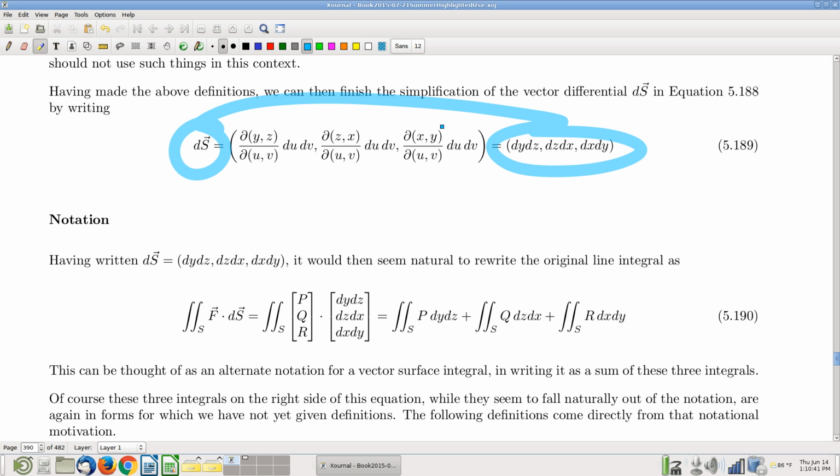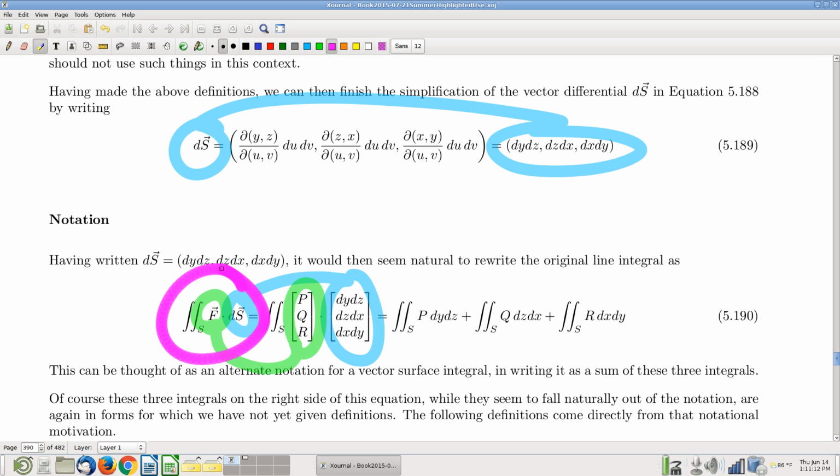Our vector differential, our surface differential, you might call it, has components which are coordinate differentials. And just like we did in the previous case, that combined with the fact that f has components like that, p, q, and r, suggests rewriting flux integrals as these things.